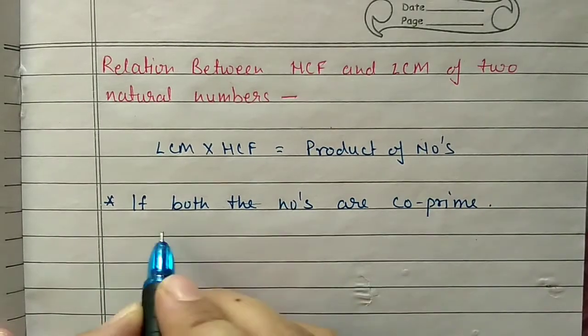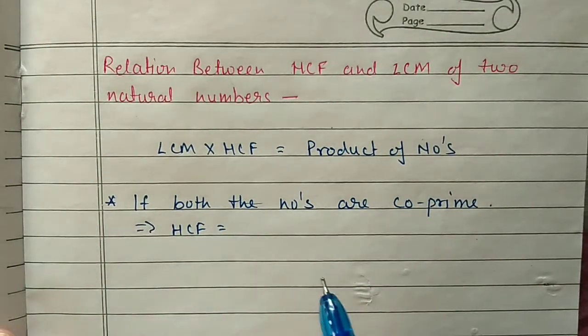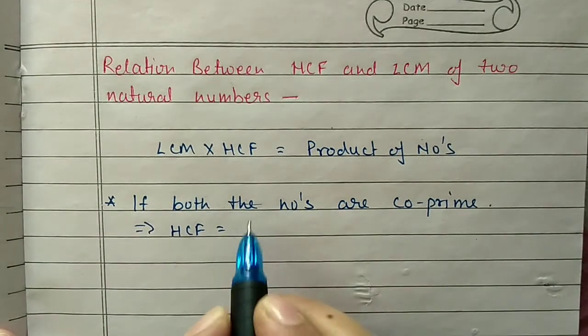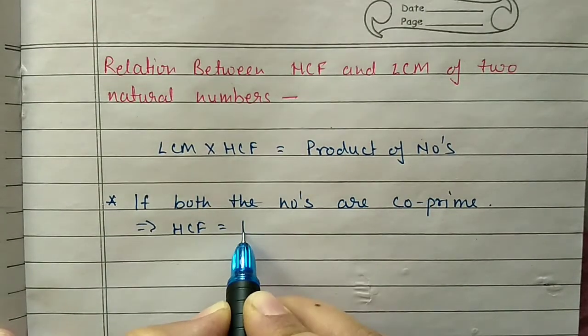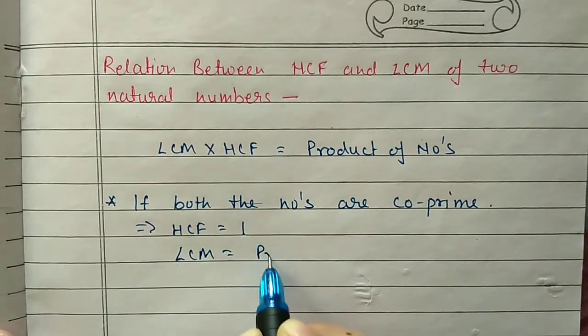In that case HCF will be 1. Co-prime means nothing is common in both the numbers, only 1 will be the common. So HCF will be 1, and in that case LCM will be equal to the product of the two numbers.